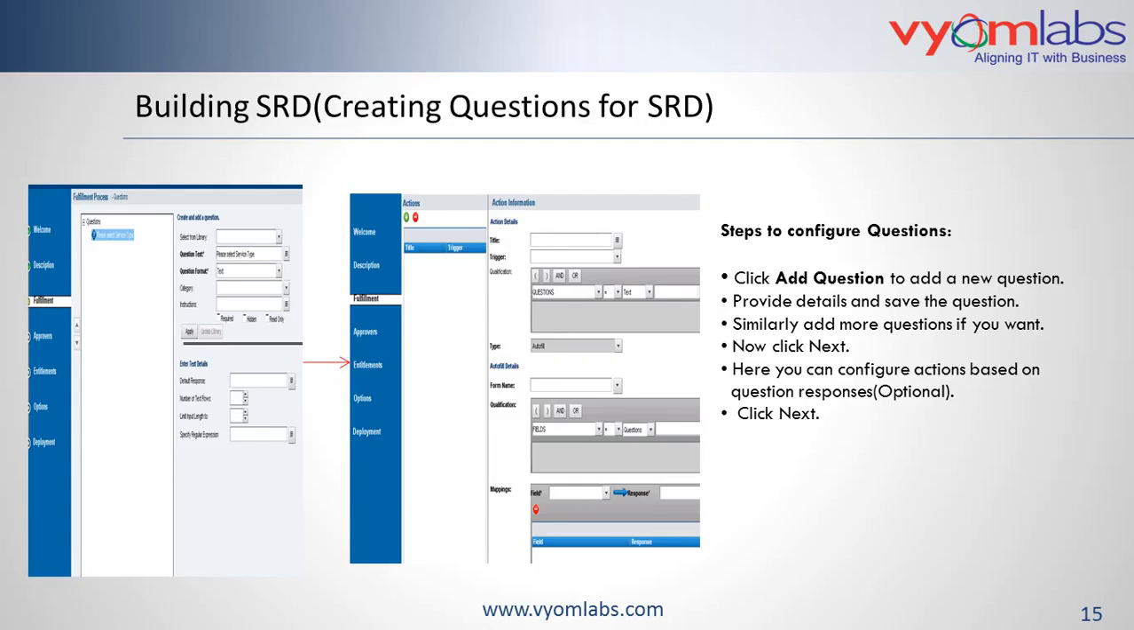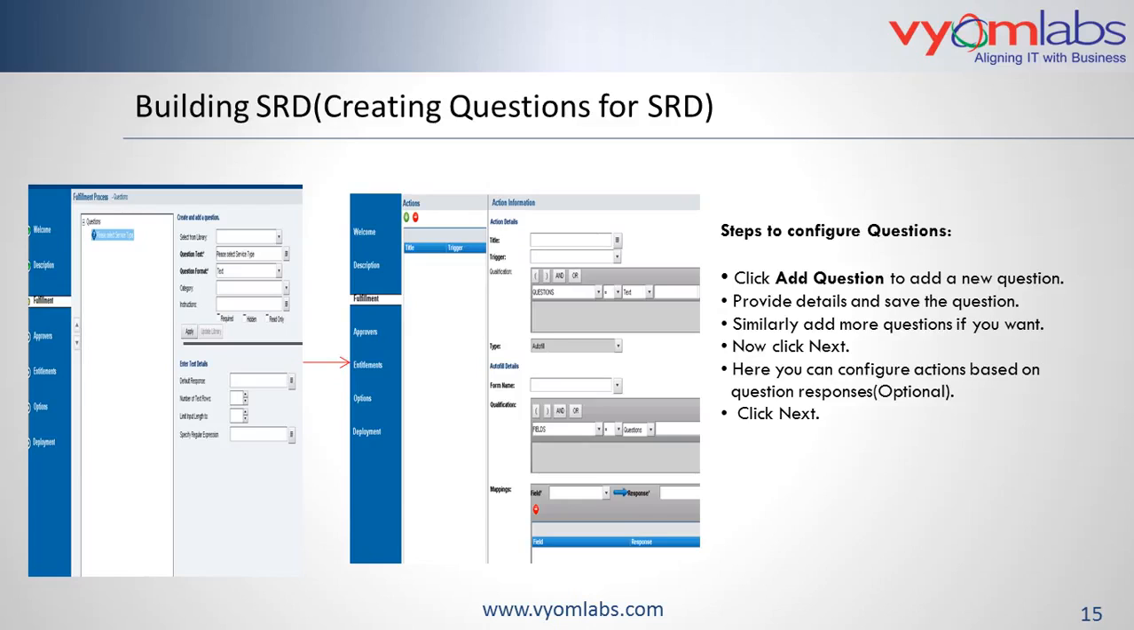Once the question is created, you can select that it is a mandatory question, where the user needs to provide the answer, without which he cannot submit the SRD, or you can keep it optional. You can also provide a default value for this particular question. Once you are through with the question building process, you have to click on Next. Once you click Next, you will go on to the action section.